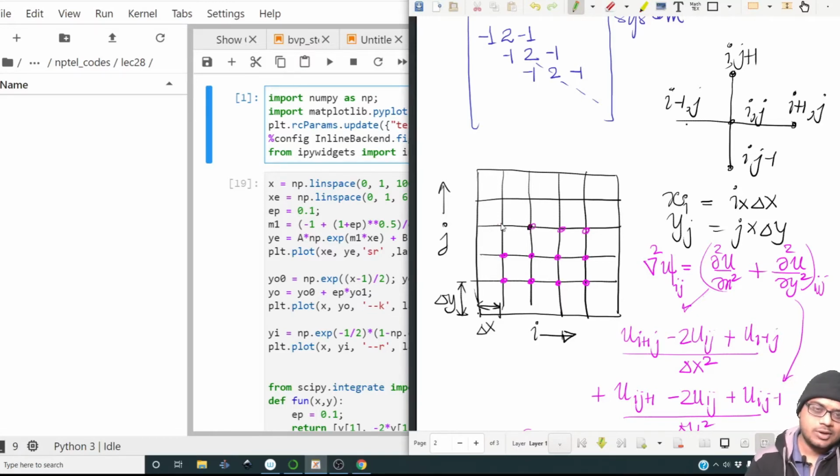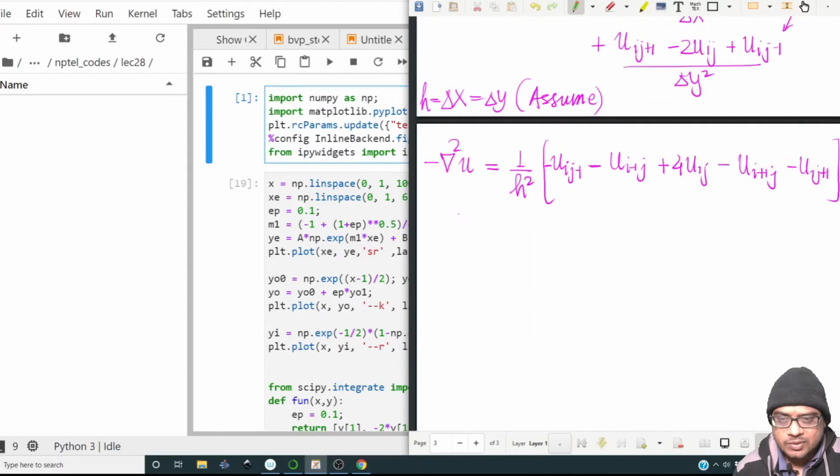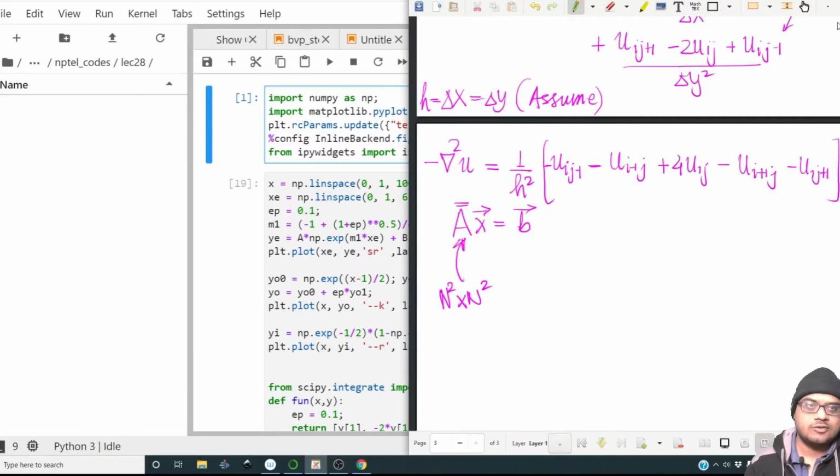So those will be the unknowns, but rather than just focusing on the interior grids, we will let there be n square number of grid points. So if there are n square number of unknowns, the size of the matrix A has to be n square by n square, in contrast to the one-dimensional problem where the size of the matrix A was only n by n. This n square by n square arises solely because we have n square number of unknowns, that is, all the grid points.